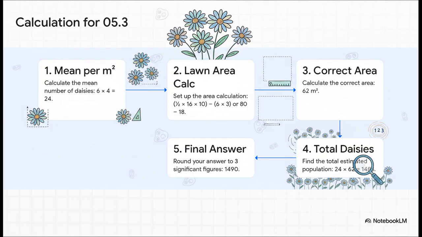This is worth a massive 5 marks. The mark scheme breaks it down into these really clear, step-by-step chunks. You get a mark for working out the mean daisies per square meter, then another for setting up the lawn area calculation correctly, a third mark for getting the area right, 62, a fourth for the total daisy population, and that final crucial mark for rounding your answer to 3 significant figures.